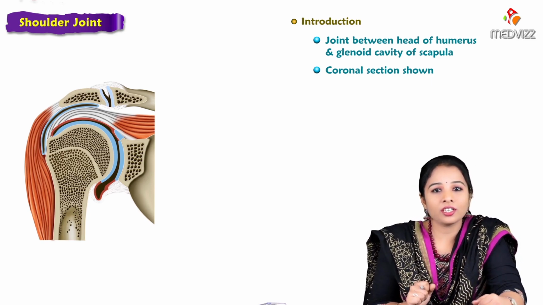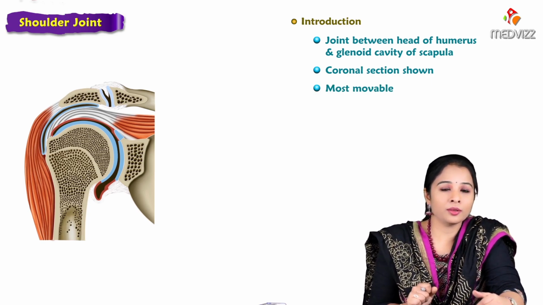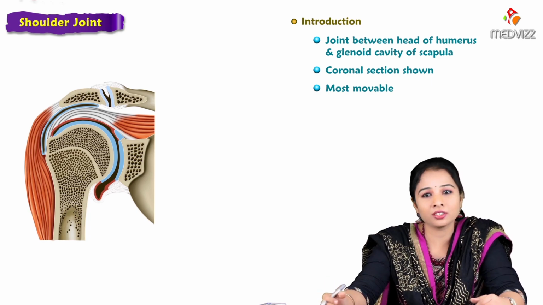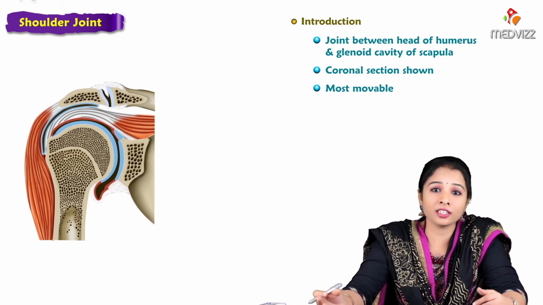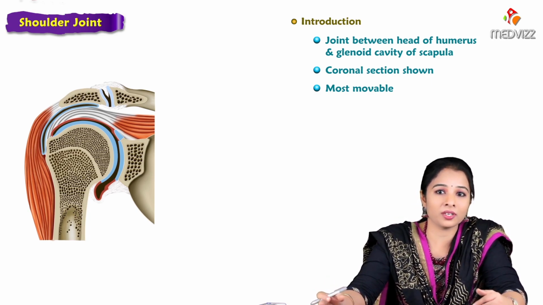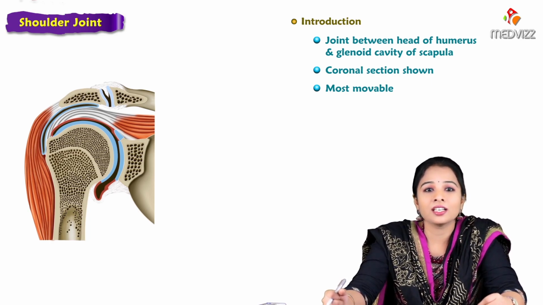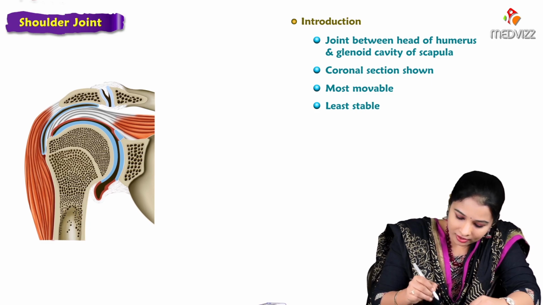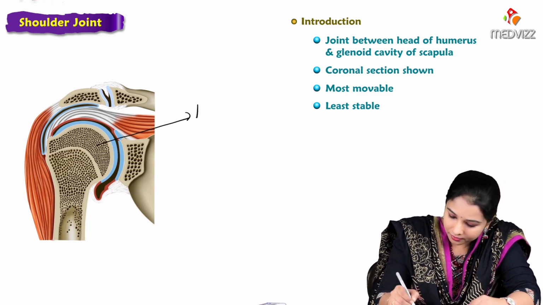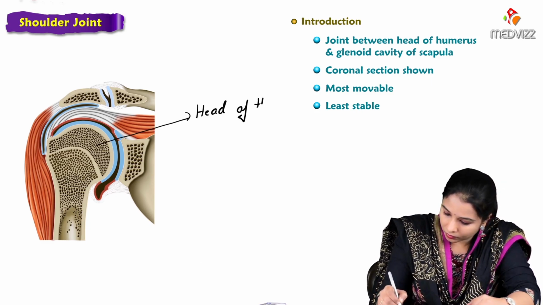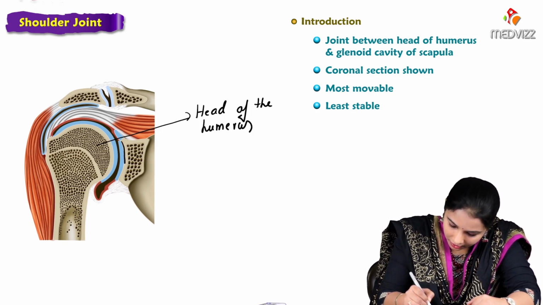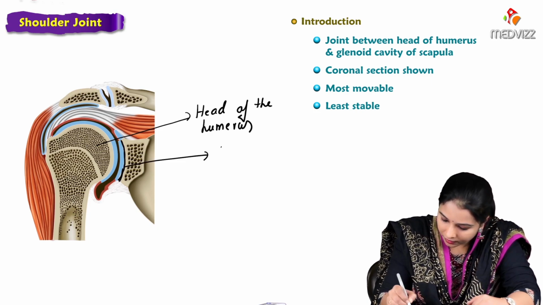The shoulder joint is the most movable joint in the body. When you move the shoulder joint, you can move up to 180 degrees. No other joint in the body is as movable as the shoulder joint, and consequently it is the least stable joint. Because if you see here, this is the head of the humerus, and from here to here I am drawing a line. This is the glenoid cavity.